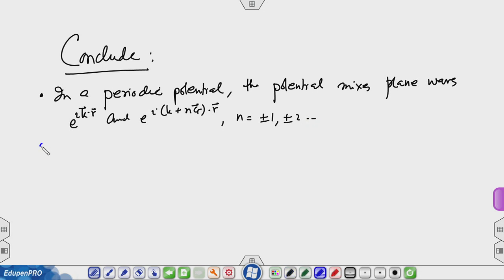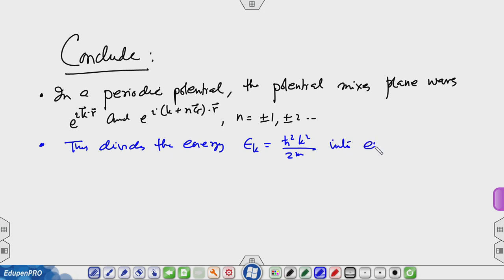Number 2, this divides the energy epsilon k equals h cross square k square over 2 m into energy bands with gap at k equals 0 and zone boundaries.